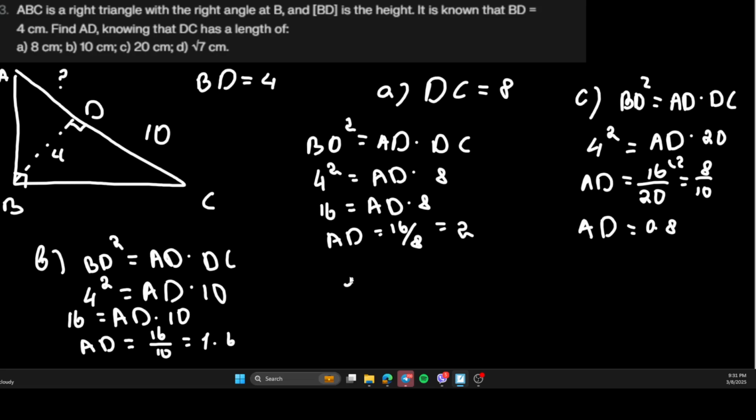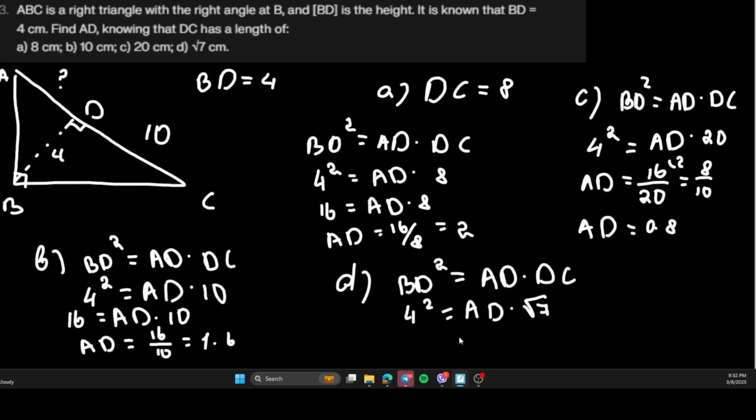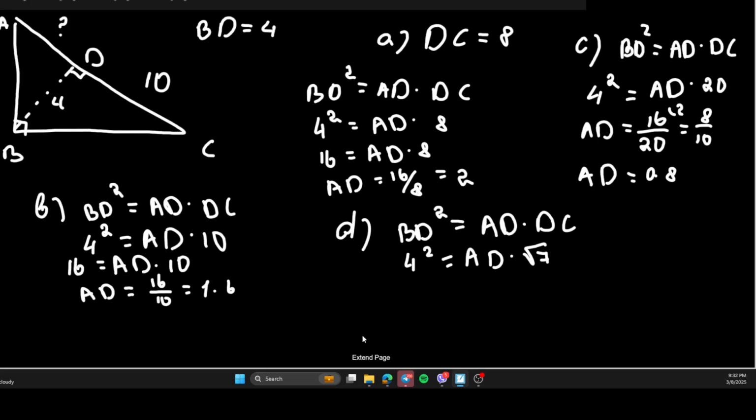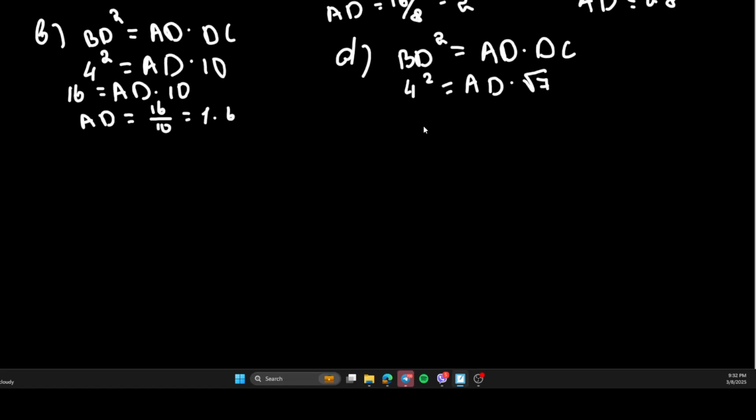Now, last case, D. DC is square root of 7, right? So BD squared equals AD times DC. So 4 squared equals AD times square root of 7. And then AD equals 16 over square root of 7.